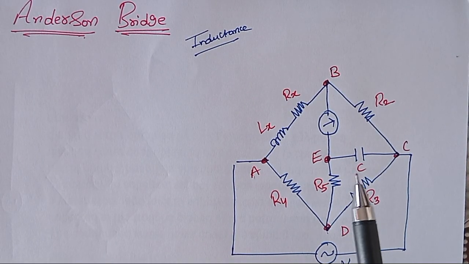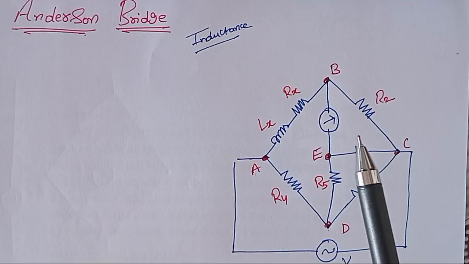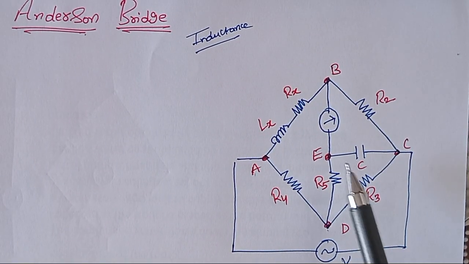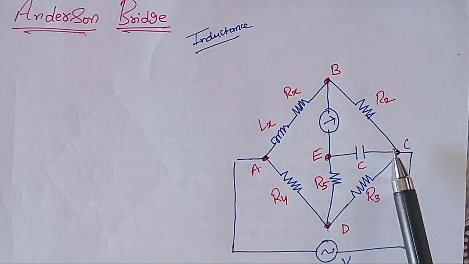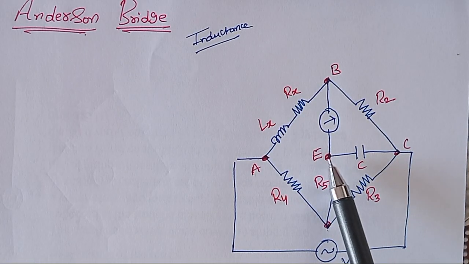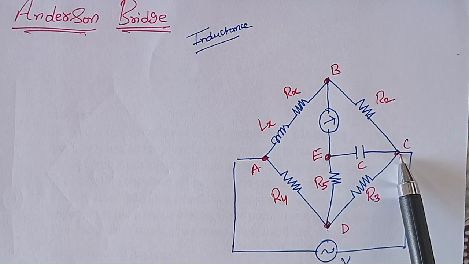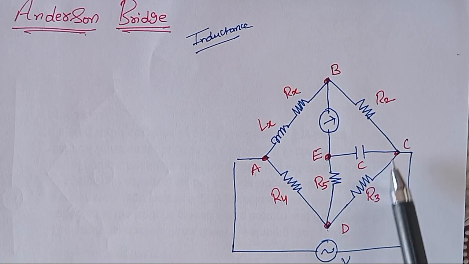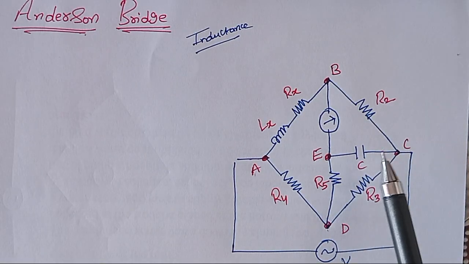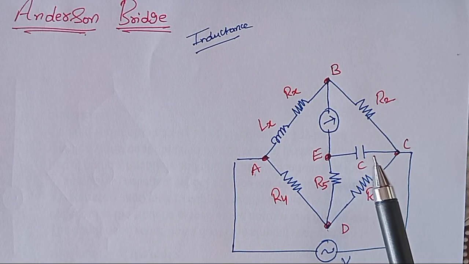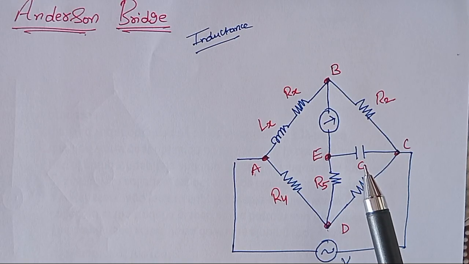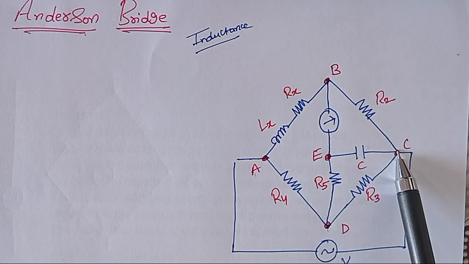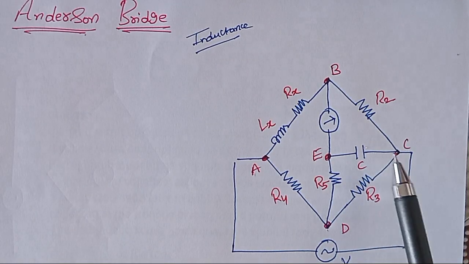Here, to analyze this Anderson bridge, we have to make a simple modification in the circuit. Look at here, it is in the form of a delta, that is between the terminals E, C, D. Now we have to convert this delta network into a star network. Then we can easily simplify the Anderson bridge. So first I will do this star conversion.